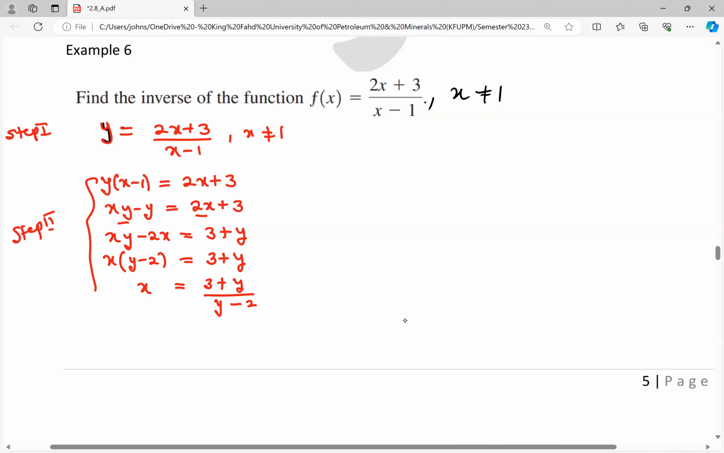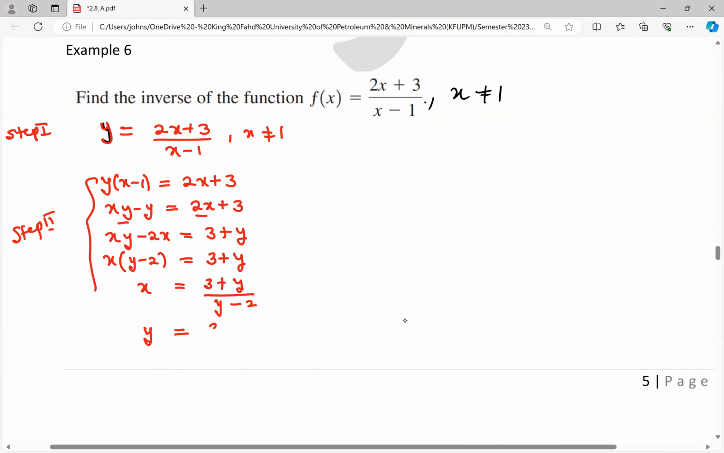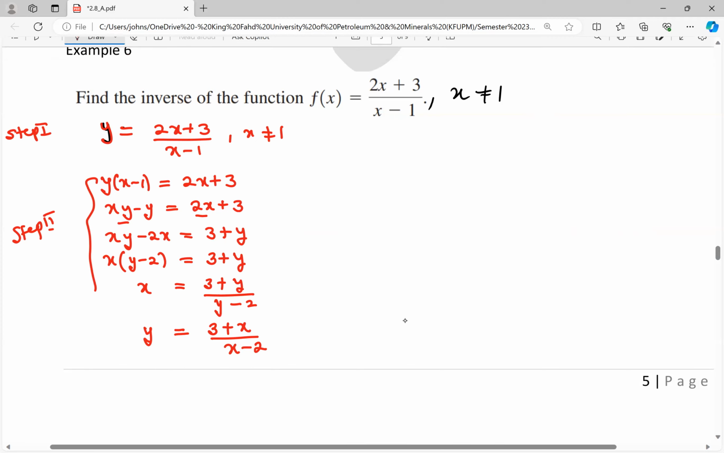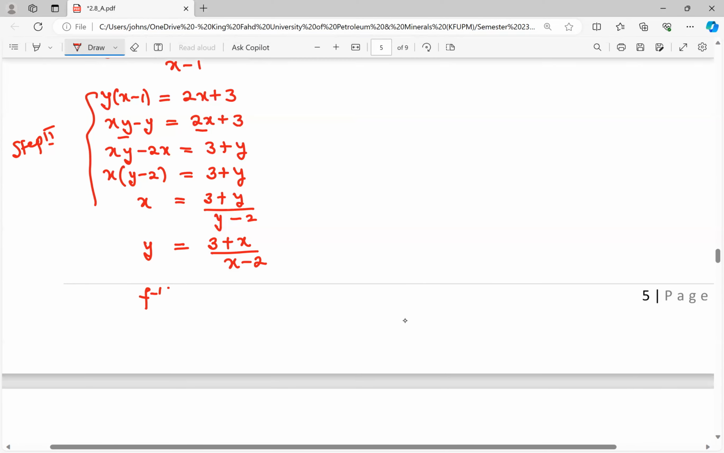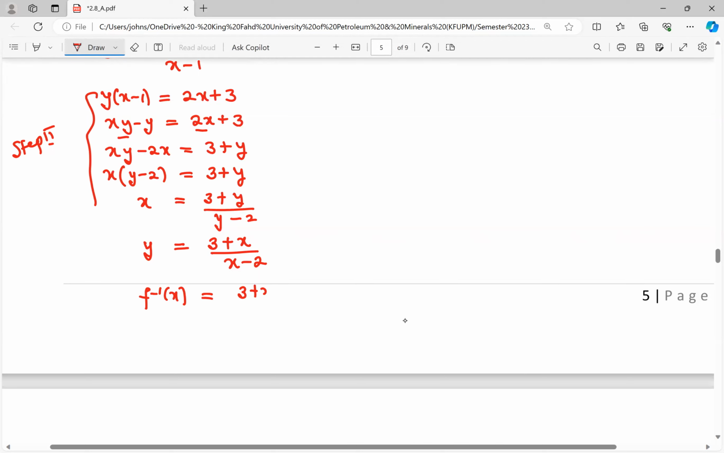So the next step, which is step 3, is to interchange. So you write y equals 3 plus x over x minus 2. And then here, you can replace this y with f inverse of x equals 3 plus x over x minus 2. You can write it as 3 plus x or x plus 3, it is still the same.